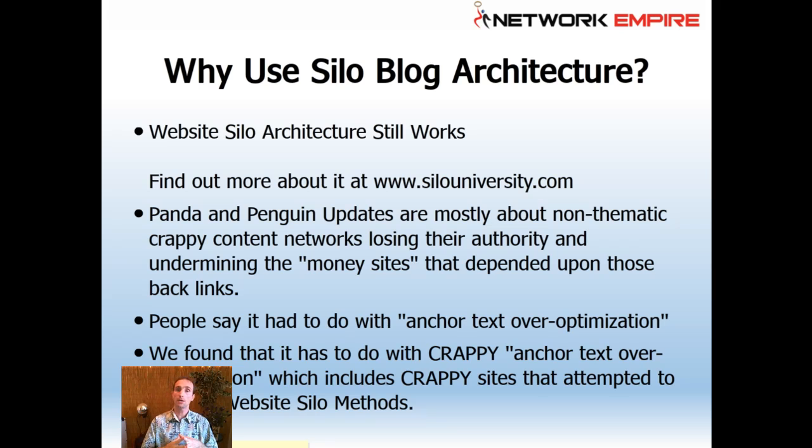We've done testing. We've talked to a lot of people. I find that it had to do with crappy anchor text over-optimization, which includes crappy sites that attempted to use our website Silo methods. Now, what's really interesting is that we have had people who had Silo networks that got hit pretty hard with Penguin. Some of them were even pretty much de-indexed. There's several things in common with those. Crappy backlinks from sites that have no dynamic content density.